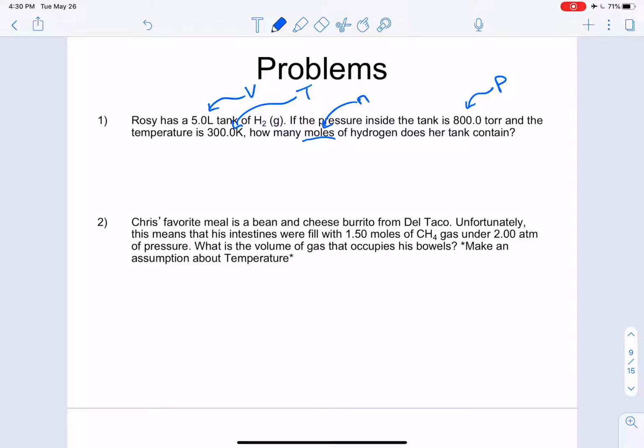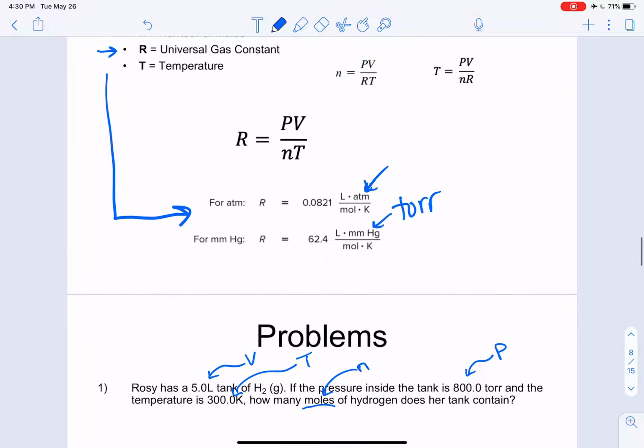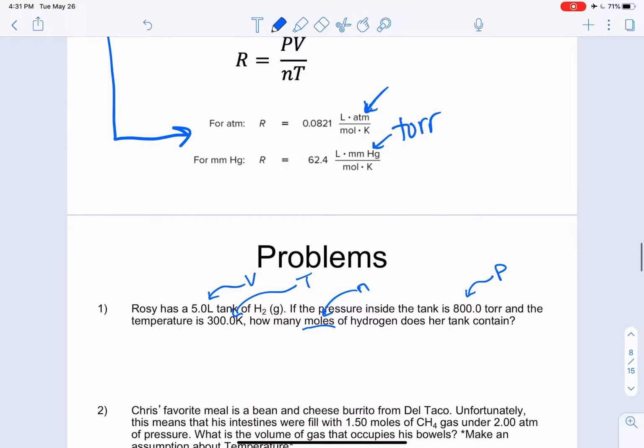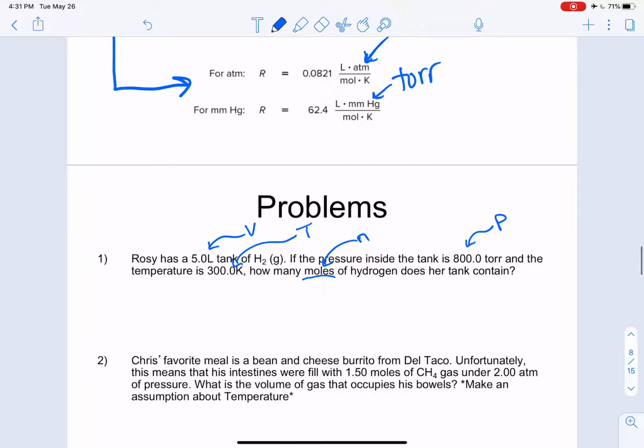We're used to having 2 V's and 2 T's and 2 n's or 2 P's in order to solve problems, or STP, which would mean that 1 mole of gas would be 22.4 liters. But when you only have one of your variables and you don't have STP, that should give you a clue that you're going to use PV equals nRT. And then we'll say to ourselves, okay, which R do we use? And the R that we choose has to do with which pressure unit we have.